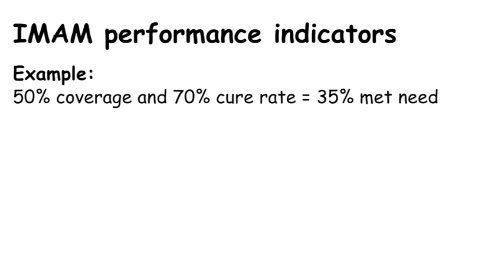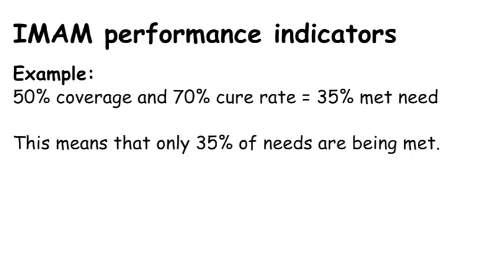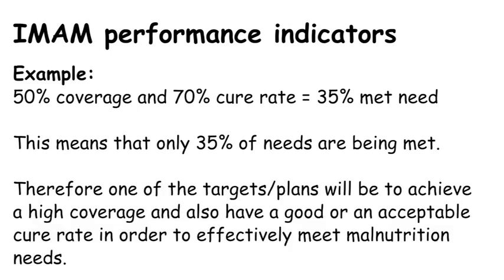So, for example, if we know our caseload and then we calculate the number of children or the number of patients who have been reached or who have been admitted in the IMAM program, if we say maybe we have reached 50% coverage and our cure rate is at 70%, the product of these two gives us 35%. So that means we have only met the need of 35% of our malnutrition cases. So one of the targets or plans would then be to achieve a high coverage and also have a good or an acceptable cure rate in order to effectively meet our malnutrition needs.